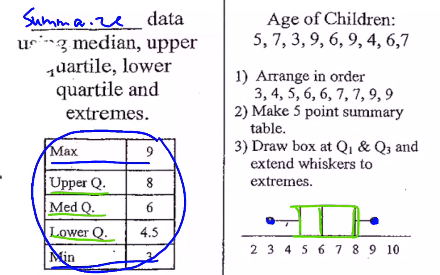So what we need to focus on more is interpreting it. Knowing that this middle line here is the median, that means that I have 50% above and 50% below that point.